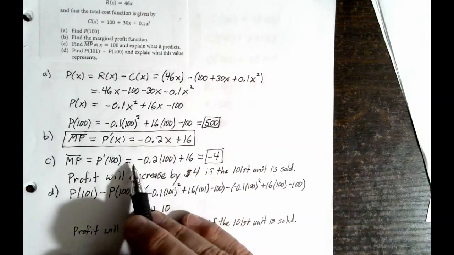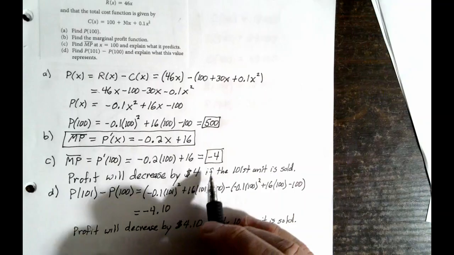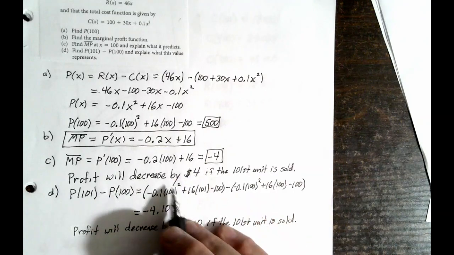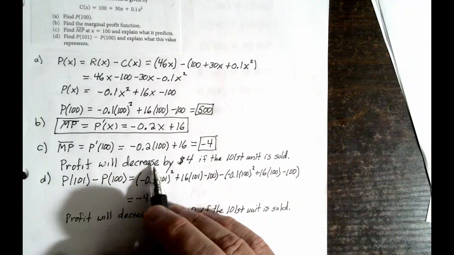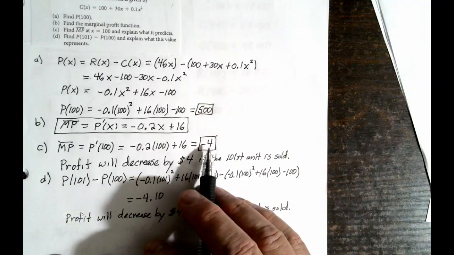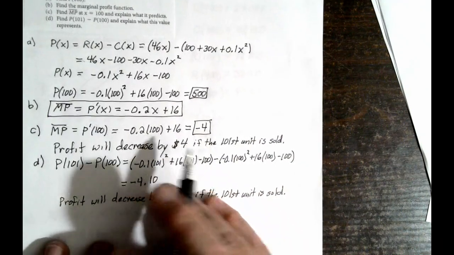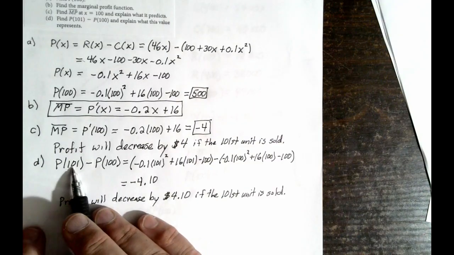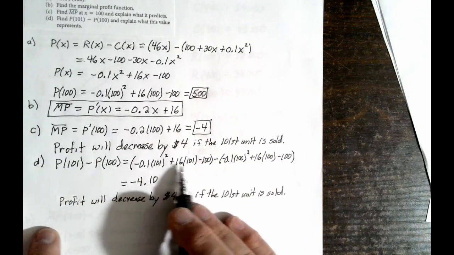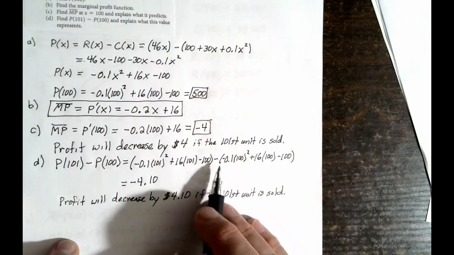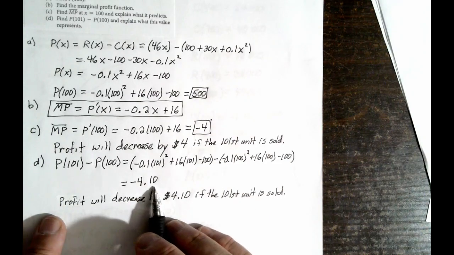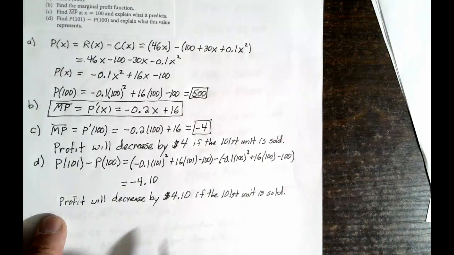Your marginal profit is simply taking the derivative of this function, and you get this here. Plugging in 100 tells you the profit of selling the 101st unit. So you lose $4 in profit when you sell the 101st unit. Now if you take the profit on 101 minus the profit of 100 using the original profit function, you see that your profit will actually decrease by $4.10, not $4. So it's off by 10 cents.